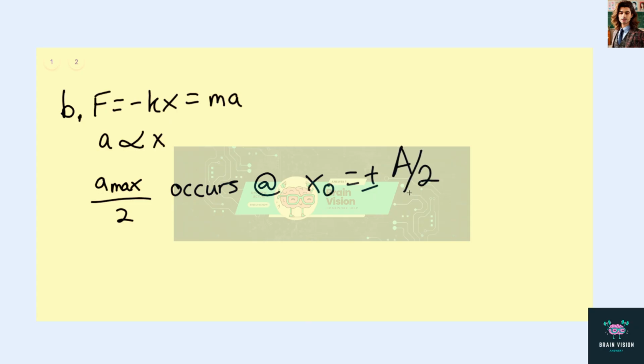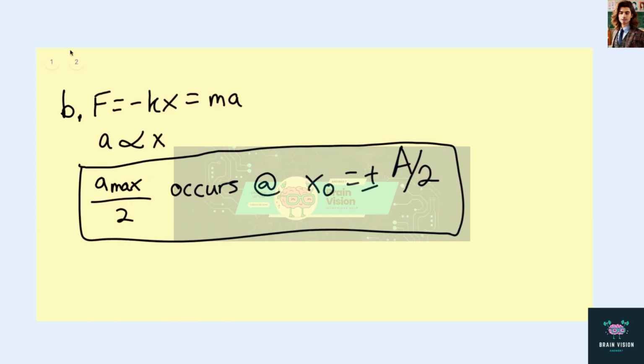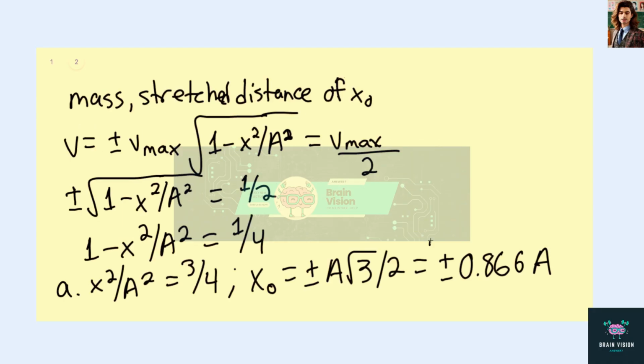So essentially, because the acceleration is proportional to displacement, albeit in the opposite direction, the acceleration will have half of its maximum value when the stretched distance is at half of its maximum displacement. That will be your answer for part B, and the earlier result will be your answer for part A.